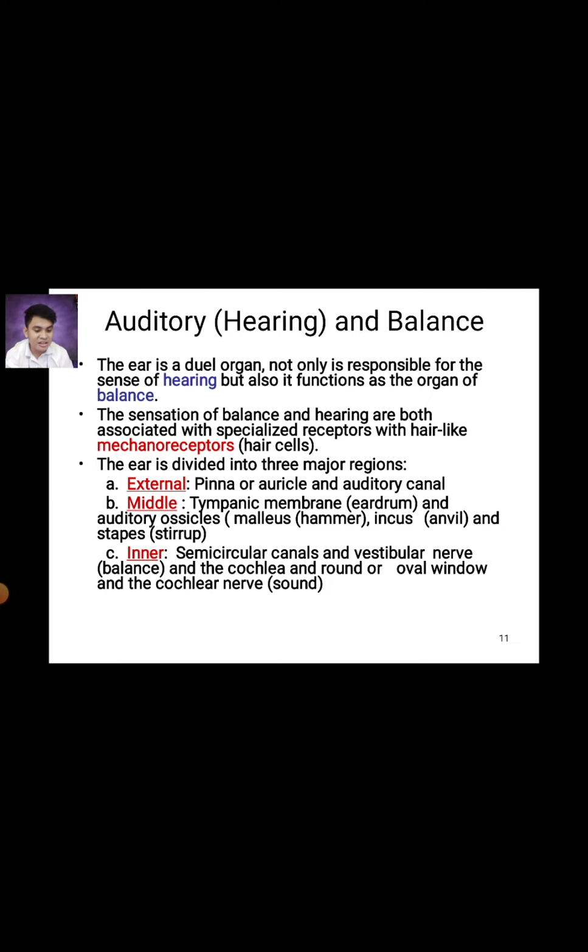The ear is divided into three major regions. Number one is the external. It is the pinna or auricle and auditory canal. Letter B is the middle. It contains tympanic membrane, which is the eardrum, and the auditory ossicles, which are the malleus or hammer, incus or anvil, and the stapes, the stirrup. Yan po ang tatlong major regions ng ating tenga.